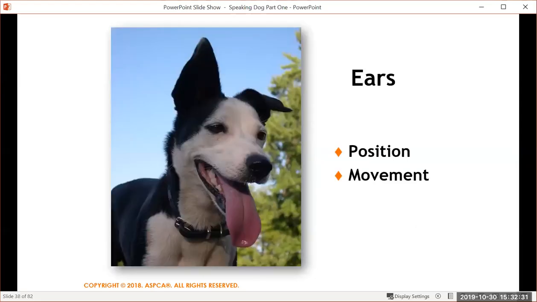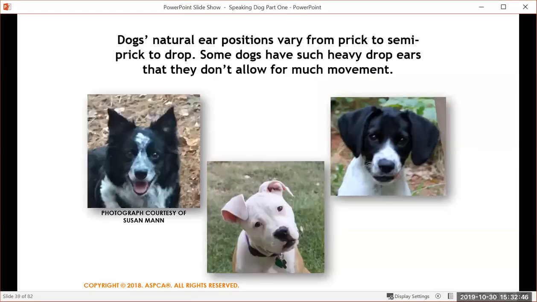Next slide, please. So moving on to ears. With ears, we're going to be looking not only at the position of the ears, but then also at what they're doing, whether they're moving or not.